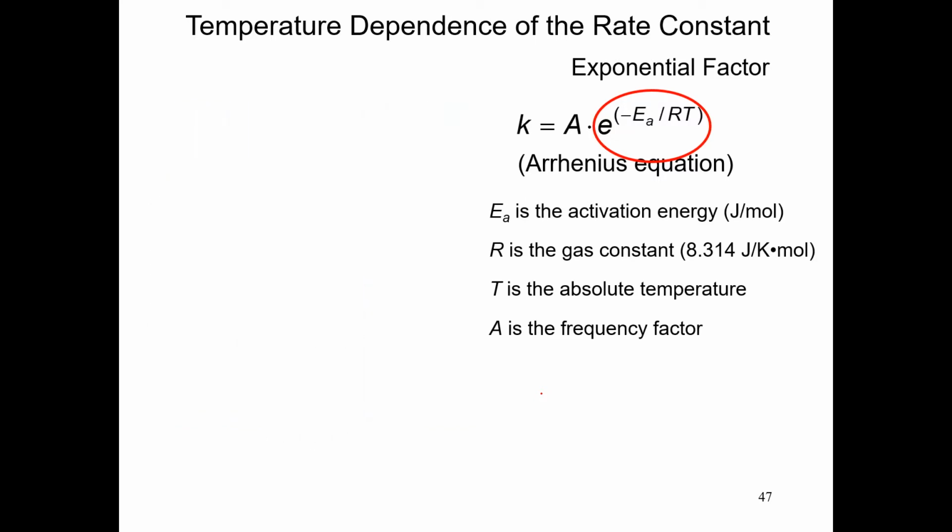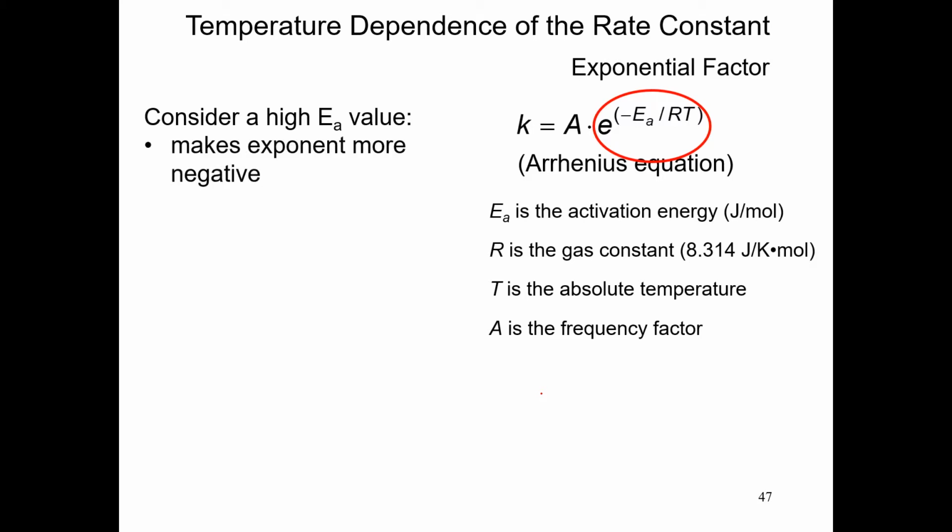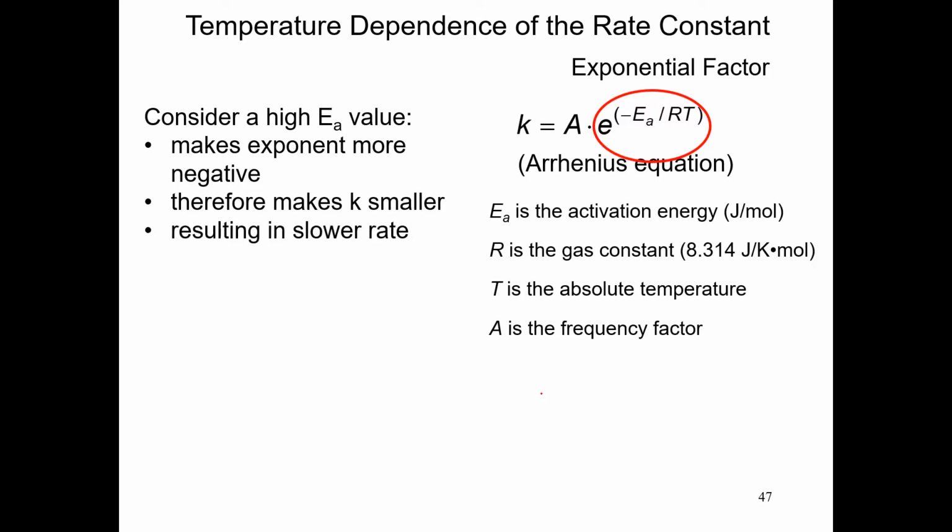All right, so let's consider a reaction that has a high activation energy value. Look at the exponent. What does that do to that exponent? A bigger E means that the exponent is more negative. But being more negative as an exponent means that e to the minus whatever that number is going to be smaller. So when you calculate this, not including A in this treatment, that makes k smaller, which means you're going to result in a slower reaction rate.